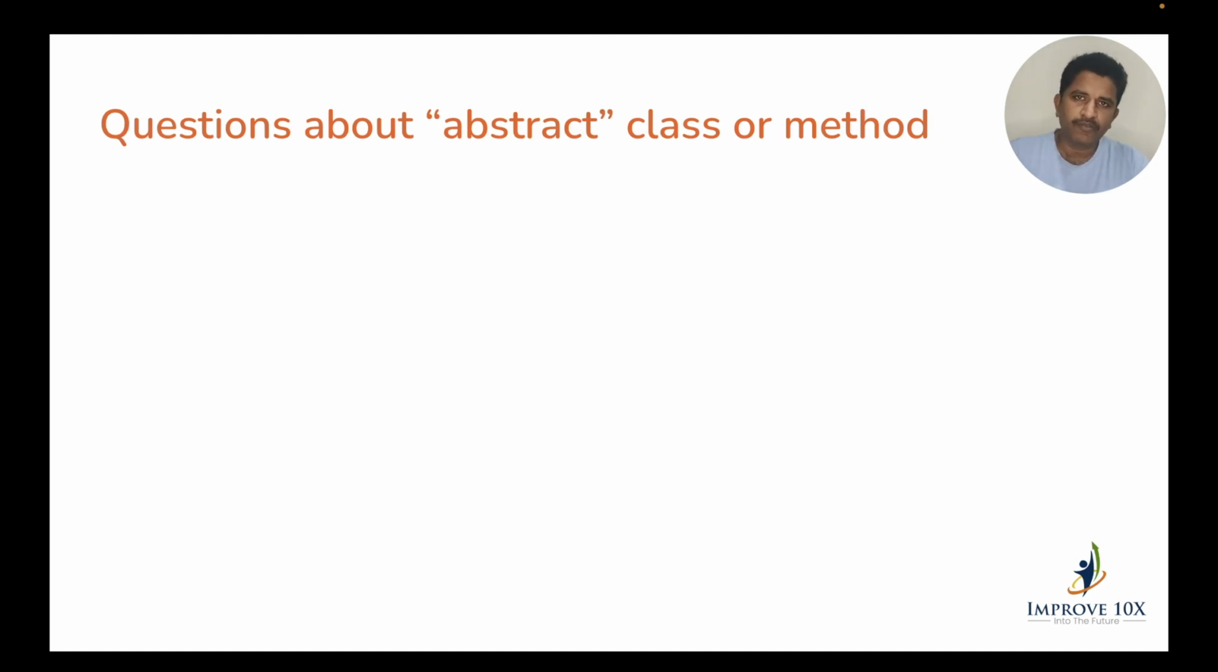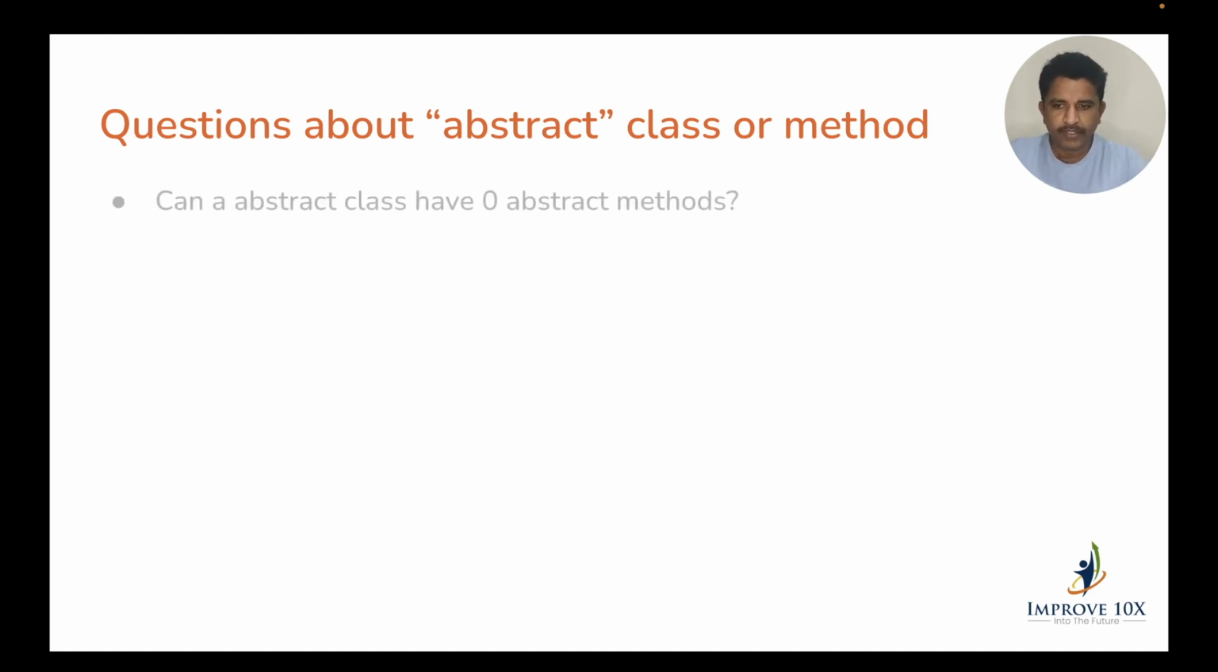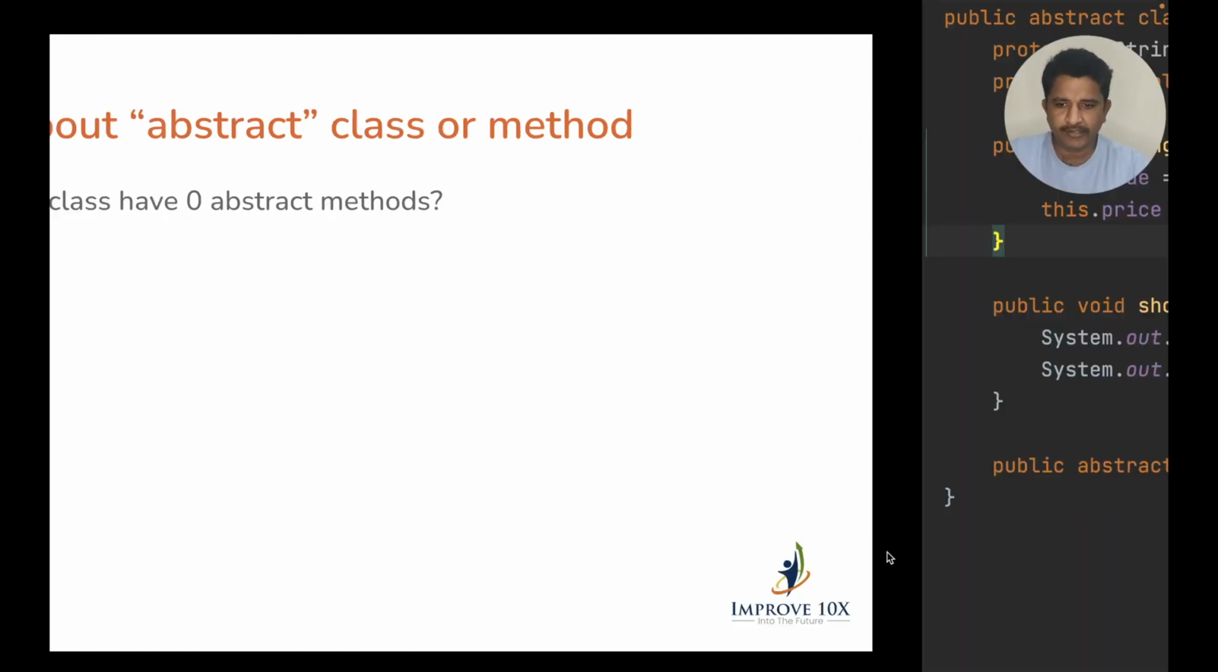We have a couple of questions on abstract keyword now. We will go through each question and then practically we will check whether it is possible or not. So first one, can an abstract class have zero abstract methods? Interesting. So initially we thought if there is an abstract method, that should exist inside an abstract class. But can we create an abstract class without any abstract method? Let's try.